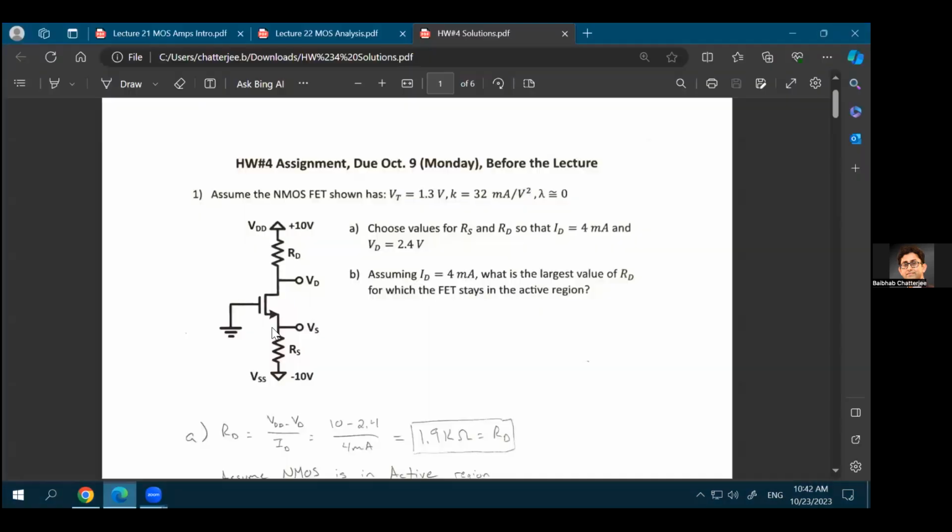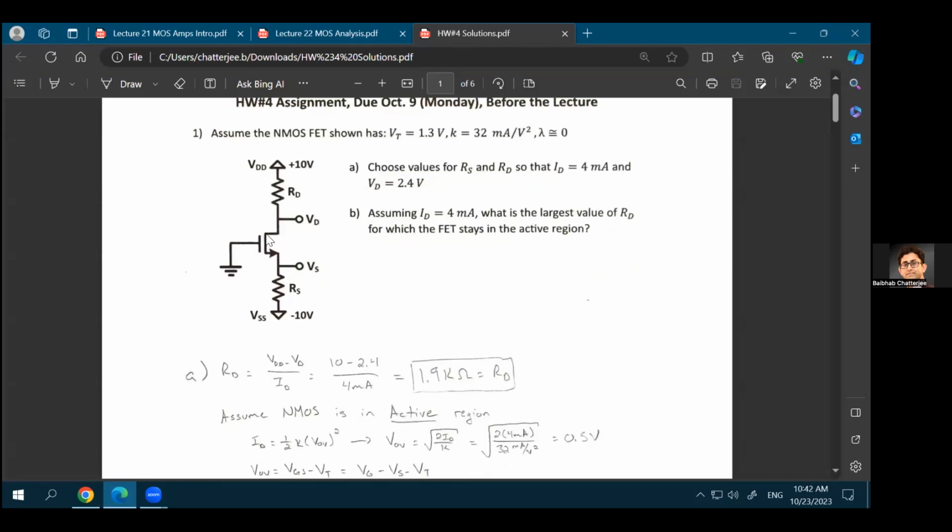Okay, so for our homework number 4, what we wanted to find out was the DC biasing point of the MOSFETs for various configurations. So for example, the first problem dealt with an N-channel MOSFET, which had a resistance connected at the drain and also a resistance connected at the source. So you were given this information that the threshold voltage of the MOSFET is 1.3 volts, K is equal to 32 milliampere per volt squared.